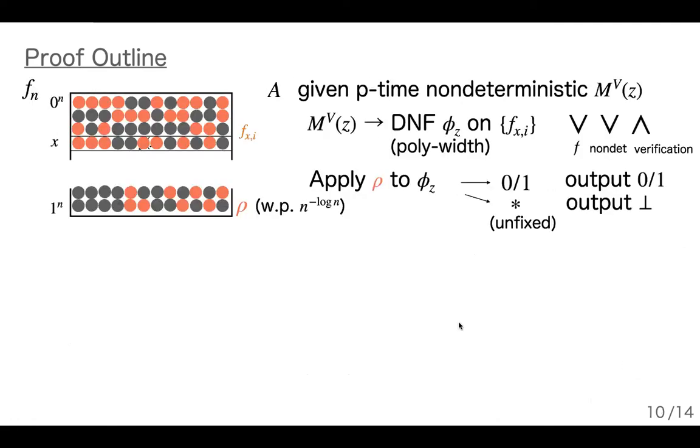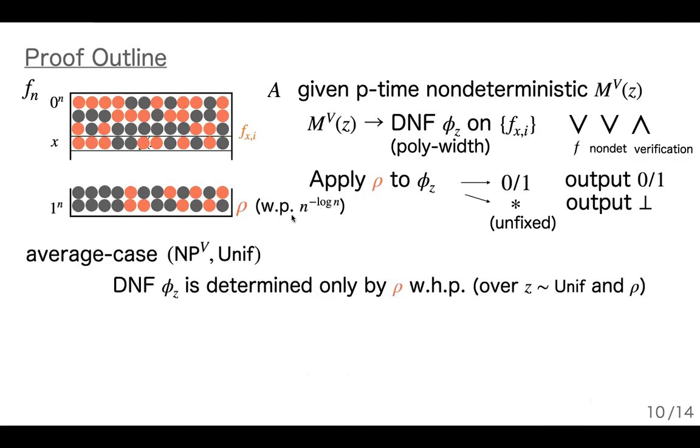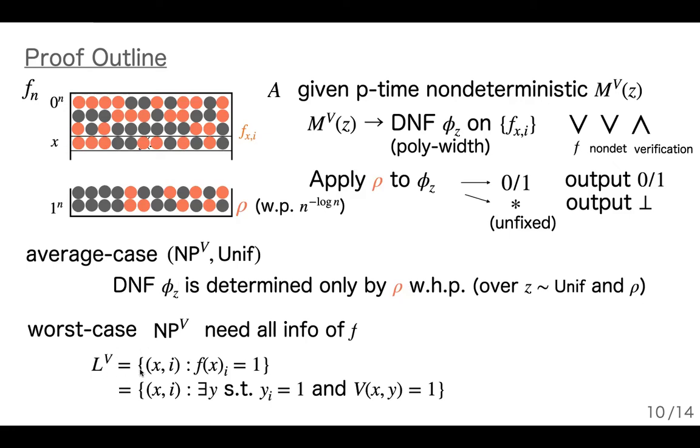Why does this work? Roughly speaking, in the average-case setting, by applying the switching lemma for DNF, we can show that this given DNF is determined only by the random restriction rho with high probability. So this yields average-case easiness. In the worst case, we want to solve NP relative to the oracle, but for this, we essentially need all information of F, especially if we consider the language L, which asks the ith bit of the function F. Then this language is contained in UP intersect coUP, and this is also contained in NP relative to the oracle.